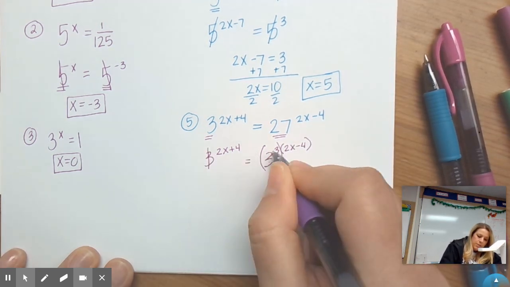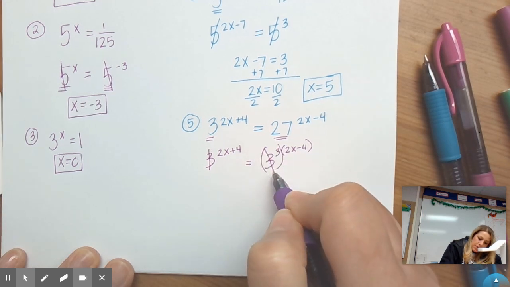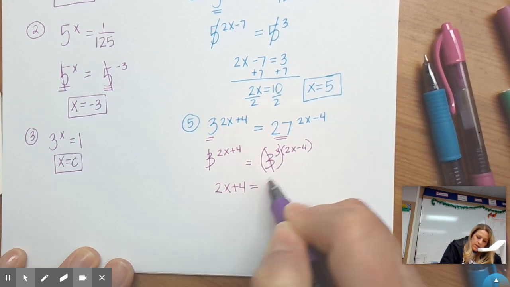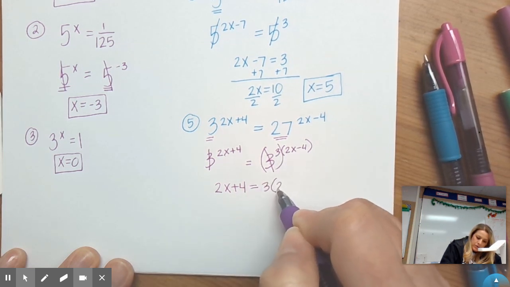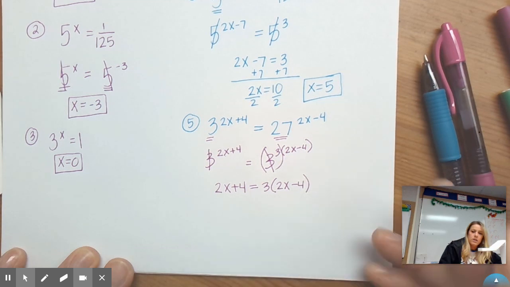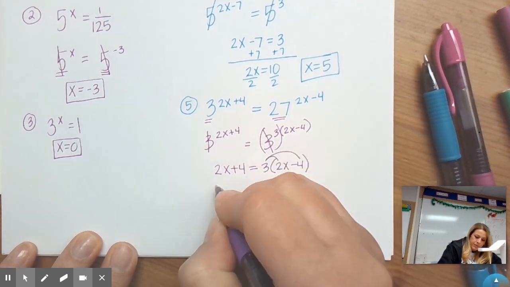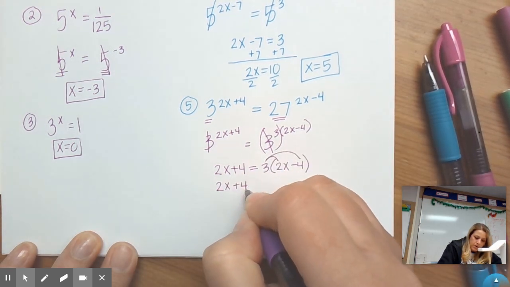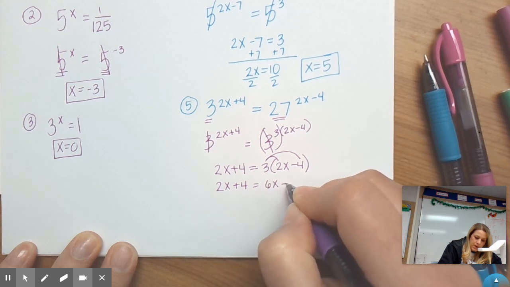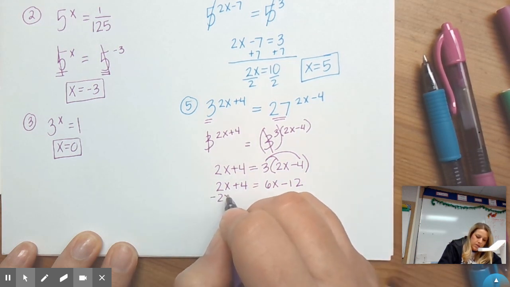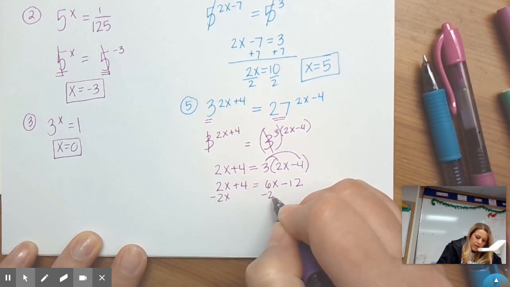So we canceled out our bases. I canceled out my base. So on this side I have 2x plus 4. And on this side I have 3 times 2x minus 4. So I've got to do a little distributing and then just simply solving. So let's work through. 2x plus 4 equals 6x minus 12. I'm going to solve for x, so it's up to you which way you want to bring your x's. I'm going to bring them over this way because I don't want to have a negative.